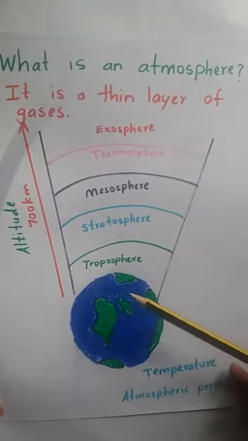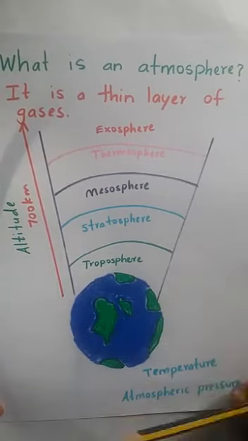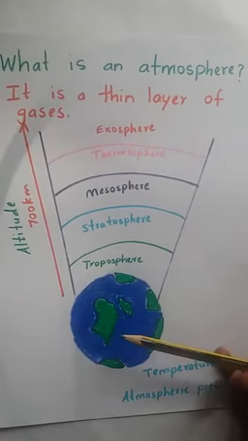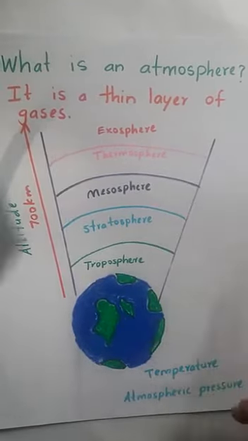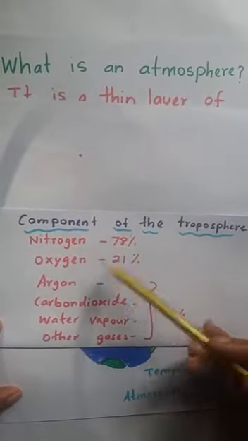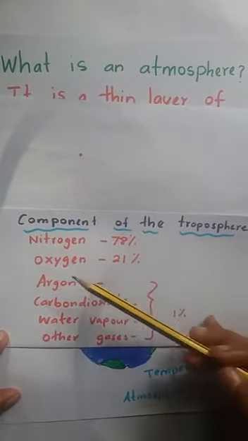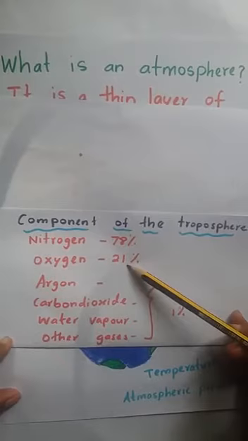Right? As I told you, in the atmosphere we have different types of gases, like nitrogen, oxygen, carbon dioxide, argon, etc. Here I have given you the percentage of the following gases. Nitrogen 78 percent, oxygen 21 percent.